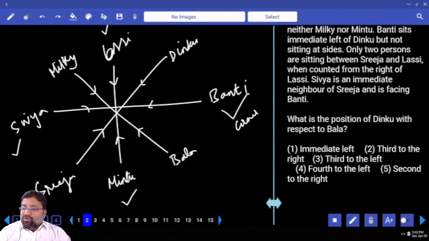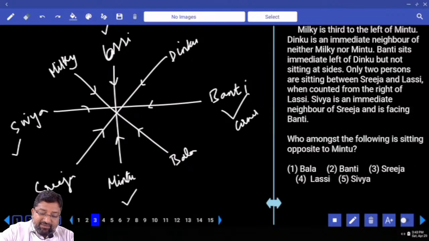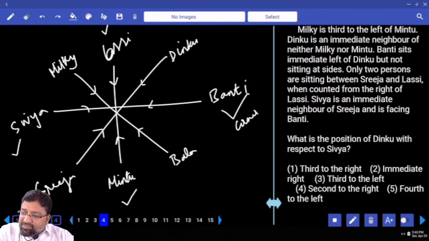Okay. What is the position of Dinku with respect to Bala? Position of Dinku with respect to the Bala? Second to the right. Least possible way is second to the right. Who amongst the following is sitting opposite to Mintu? Who is opposite to Mintu? Lassi.